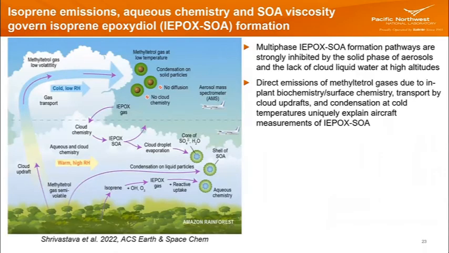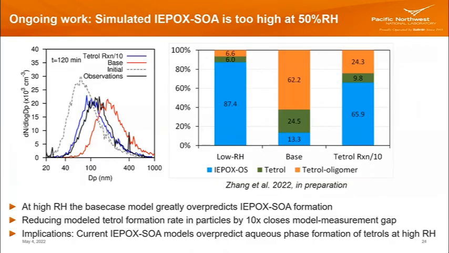So this is just another figure showing you the direct emissions of methyl tetrals being carried up by cloud updrafts. In the upper troposphere, there is no diffusion, no cloud chemistry, no liquid water in the particle phase, but the direct condensation of methyl tetrals can uniquely explain aircraft measurements, because we have looked through it by conducting many, many sensitivity studies in the model. This is just ongoing work which I'm doing.